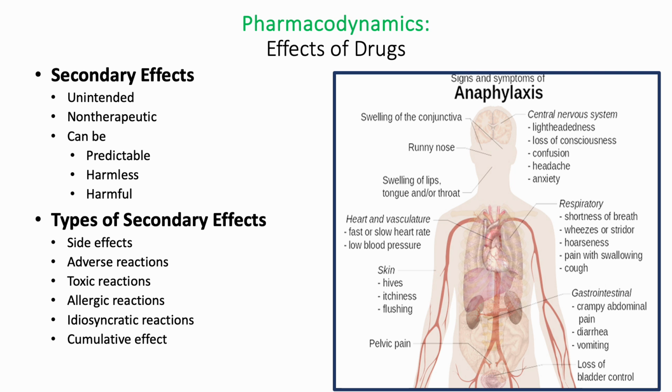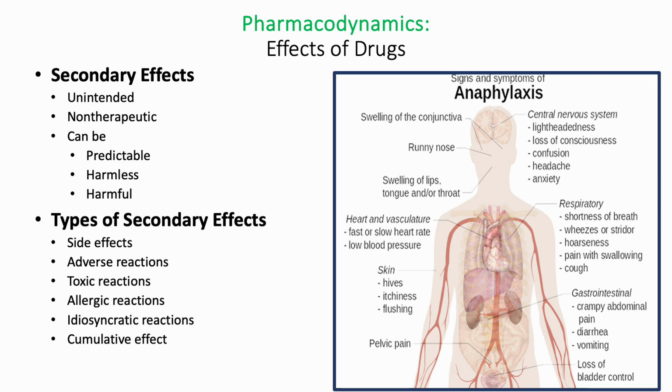First, we'll talk about side effects. These are unintended but often predictable physiological effects that are usually well tolerated by patients. They occur at the usual prescribed dose and can be immediate, like quick dizziness, or they can be delayed, for example constipation. For hospitalized patients, you're most often going to see side effects caused by analgesics, antibiotics, antipsychotics, and sedatives.